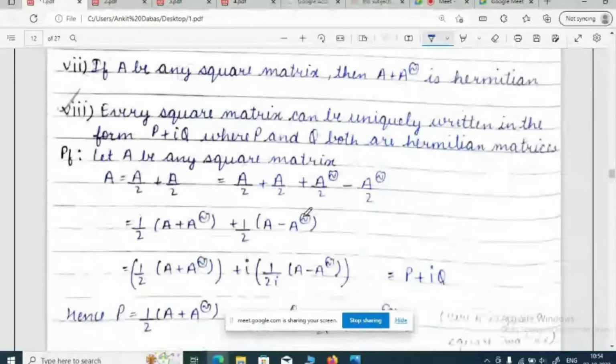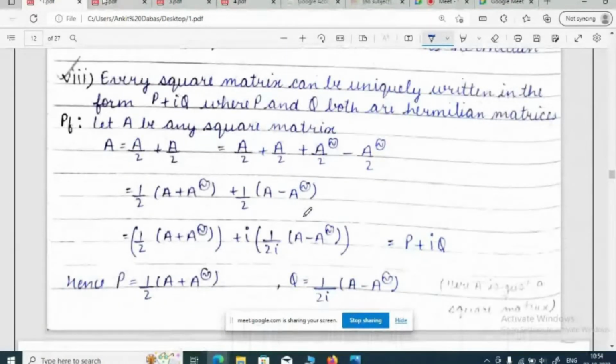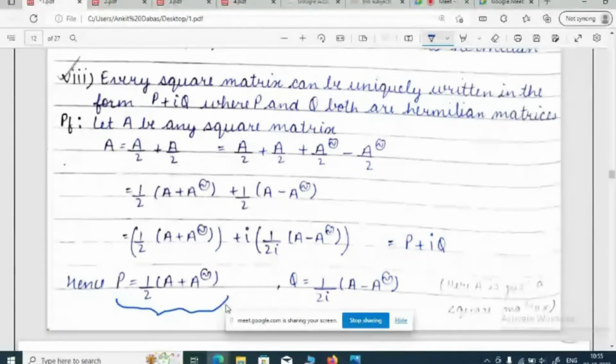In case of symmetric and skew symmetric, we saw the symmetric part and skew symmetric part. Similarly, we have Hermitian part and skew Hermitian part. Here, every square matrix can be uniquely written in the form of P plus iota Q, where both P and Q are Hermitian matrices. In this case, the value of P will be equal to 1 by 2 of A plus A tranjugate, and the value of Q will be equal to 1 by 2 iota of A minus A tranjugate.